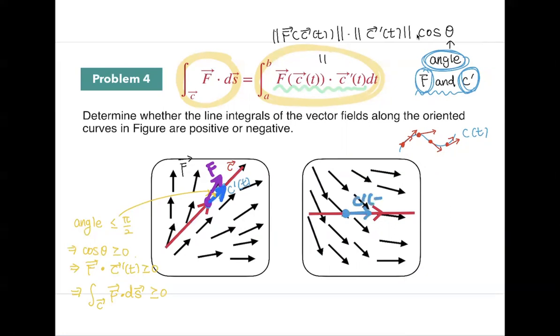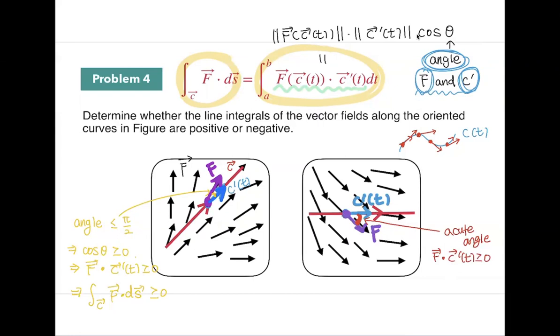This is c prime t, and you can see that the f is in this direction, right? So our angle must be this one. Okay, so this angle is also an acute angle. And so you can say that our integrand, the product of f and c prime t, is greater than or equal to 0.